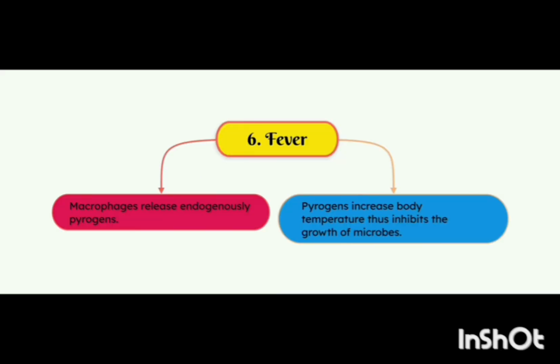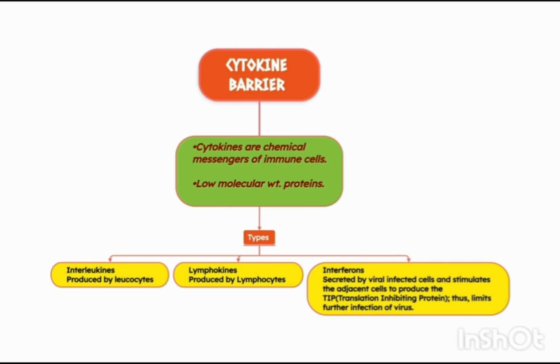Now next is fever. During fever, macrophages release pyrogens endogenously. These pyrogens increase body temperature, thus inhibiting the growth of microbes. Mild fever activates phagocytes and inhibits the growth of microbes. So, in this way, they protect us.